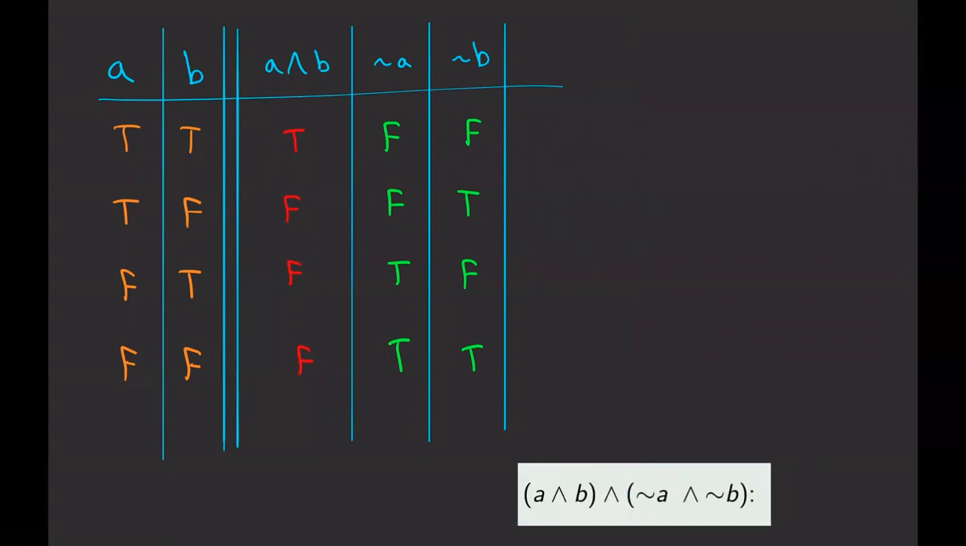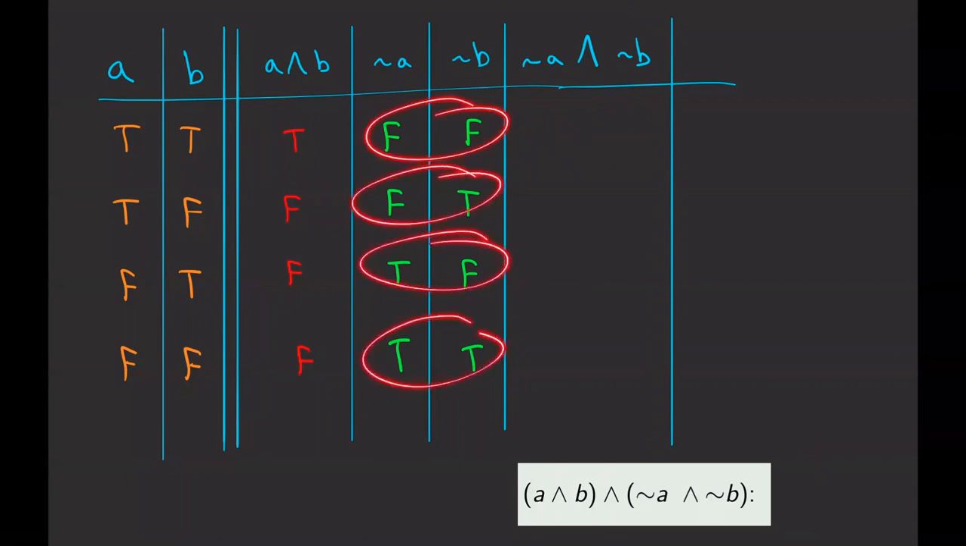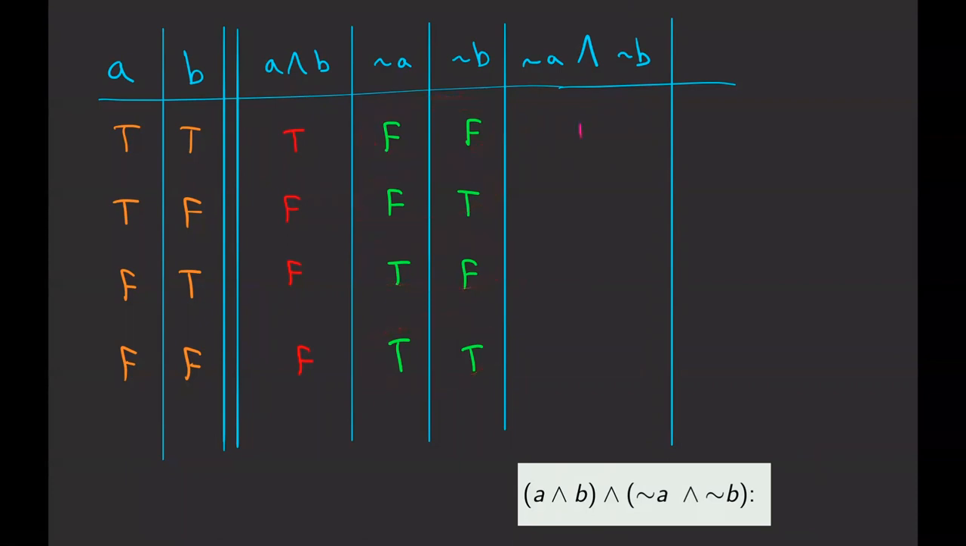And now what we need here is a not A and a not B. And that's going to get us almost there. So we're going to do an and between these two columns. So we're going to have F, F, F, T. And now, last but definitely not least, we're going to do an and between that third column and the sixth column. So I'm going to do an and between these guys.